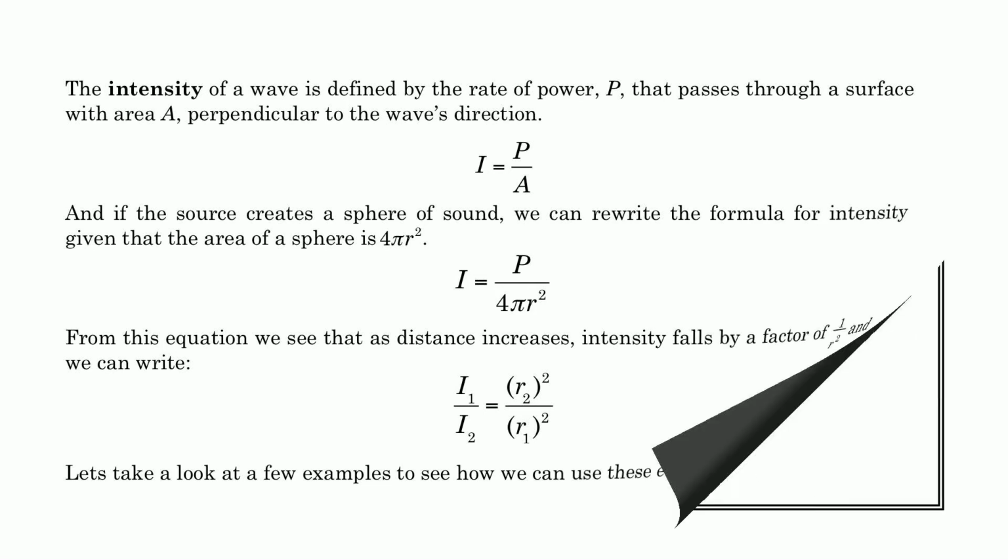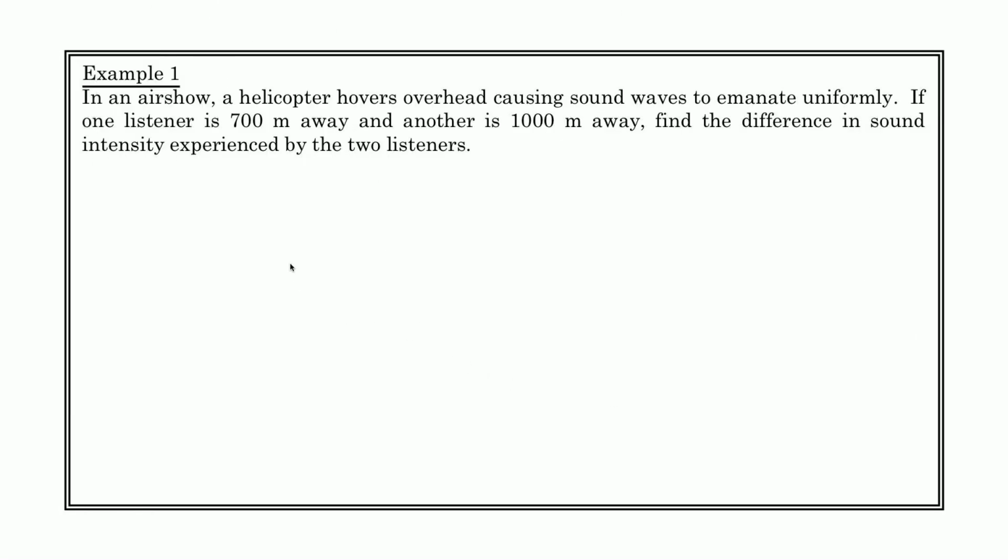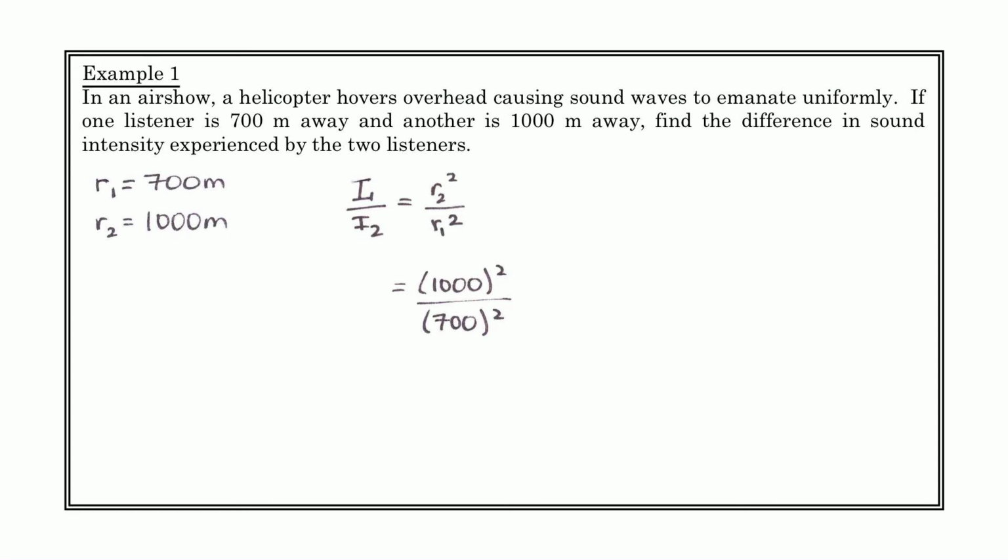So let's take a look at how we might use that in an example. In an air show, a helicopter hovers overhead, and it causes sound waves to emanate uniformly. If one listener is 700 meters away and the other is 1,000 meters away, find the difference in sound intensity that's experienced by those two listeners. And so we'd say, okay, well, we know R1 and we know R2, 700 and 1,000 respectively. And so we can find this ratio, which is going to give us the difference that's experienced by listener 1 at position 1 and listener 2 at position 2. And we can make our substitution, and we can solve.